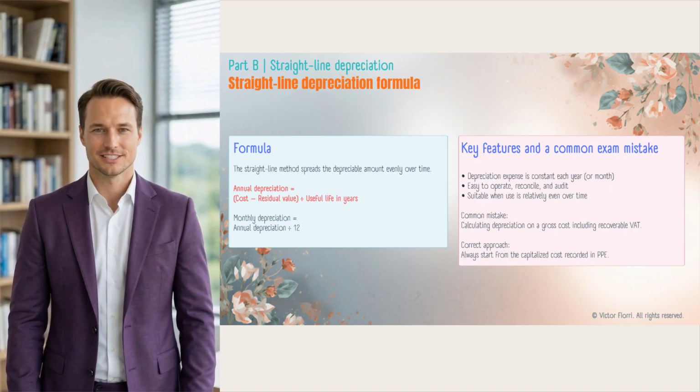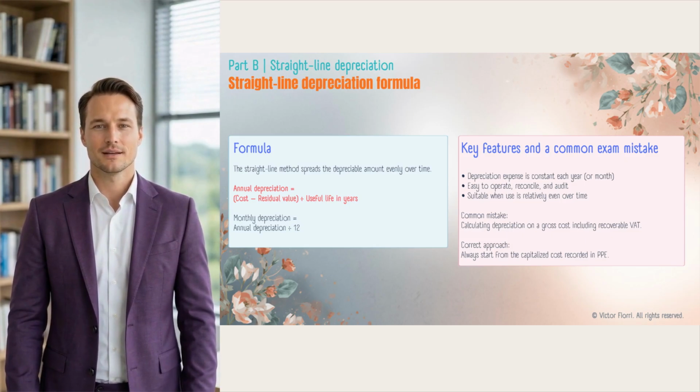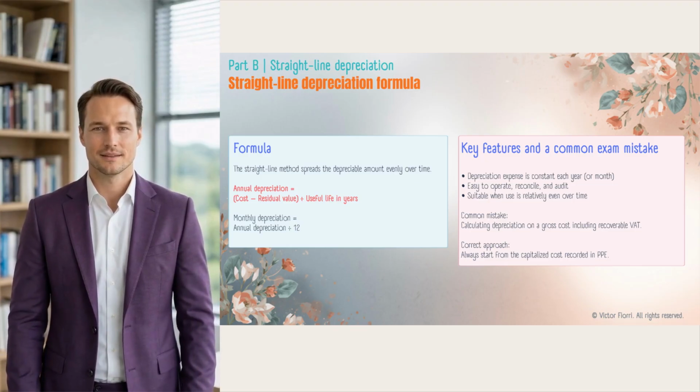This makes the method easy to operate, reconcile, and audit. It is especially suitable when the asset is used relatively evenly over time. One common exam mistake is to calculate depreciation on a gross cost that includes recoverable VAT. That is incorrect. The correct starting point is the capitalized cost recorded in PP&E. A practical tip is to box the depreciable amount first, because it is the real base of the calculation.